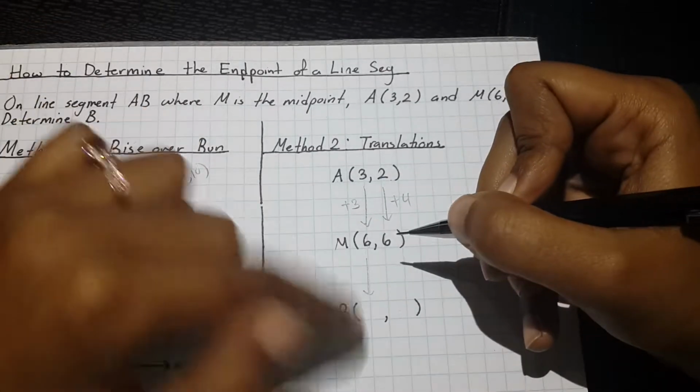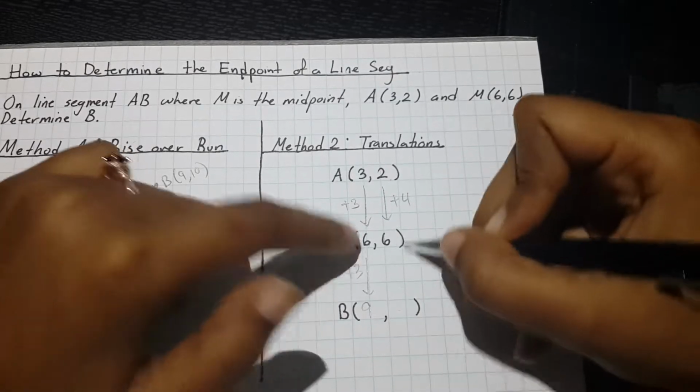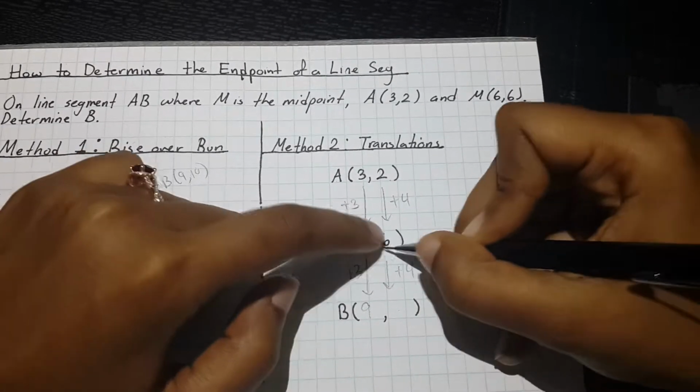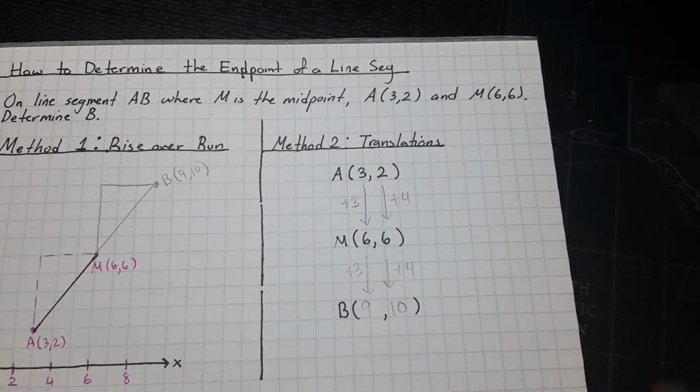So as we're traveling from the midpoint to the other endpoint, I do plus 3 again. 6 plus 3 is 9. Here, I'm going to do plus 4. 6 plus 4 is 10, which is exactly the endpoint that we got when we used method 1.